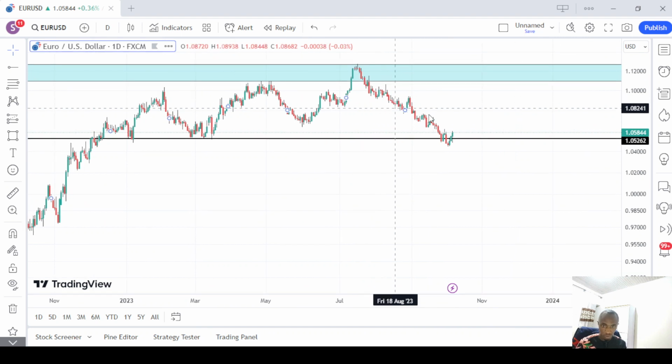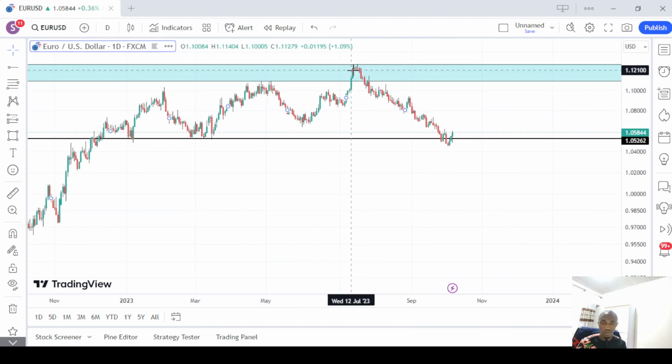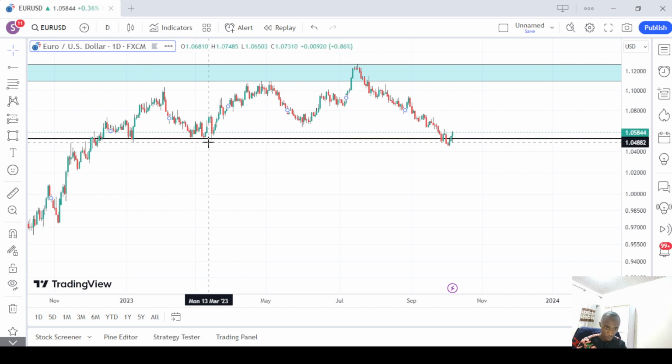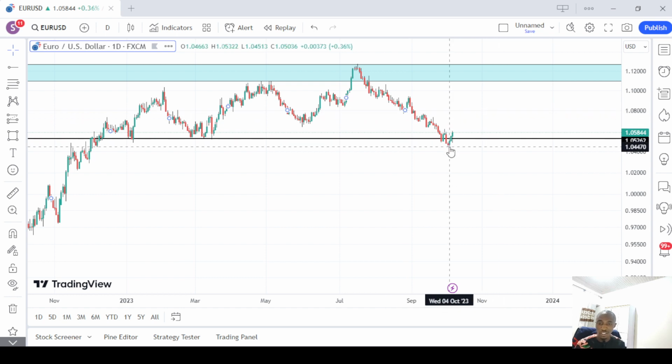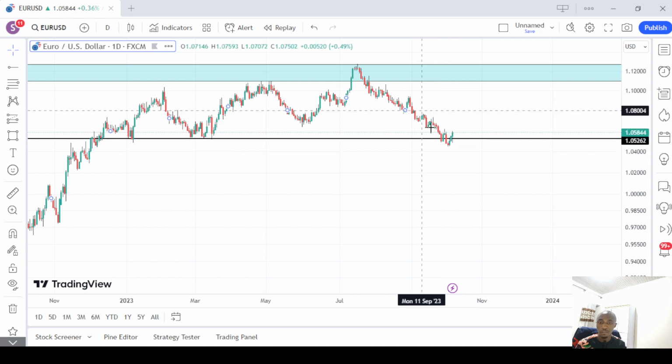So you can see price tested it, now comes back, came back to this minor zone that we plotted on the weekly. Now price is going back and price is actually making a retracement.